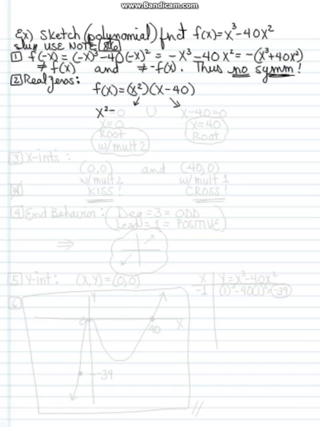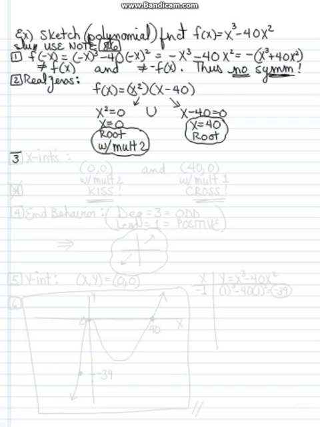X squared equals 0, together with x minus 40 equals 0. That gives us, let's see, take plus or minus the square root of both sides, we get x equals 0. Here we get x equals 40. So this is a root, and 0 is a root, but that one has multiplicity 2. So it counts twice.